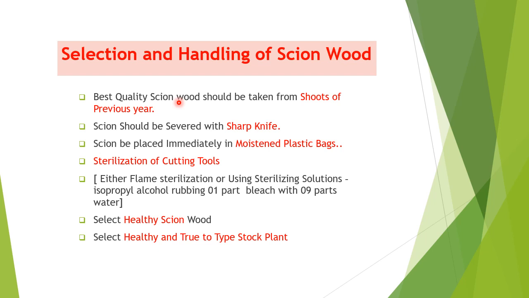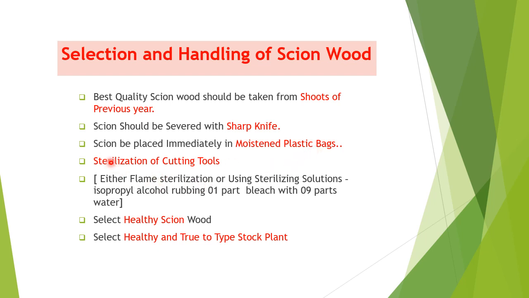How will we select? What is the selection and handling of a scion? You have to select a scion. First of all, you have to take the best quality of scion. Scion wood should be good and should be taken from shoots of the previous year. It should preferably be taken from the previous year. And the scion should be severed with a sharp knife. Scion should be placed immediately in moistened plastic bags to protect it from desiccation, or the loss of moisture.